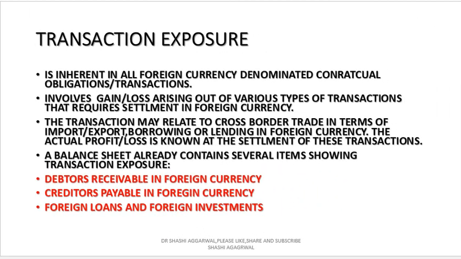Transaction exposure is a part of all foreign currency denominated contractual obligations or transactions. We may have gain, we may have loss out of the various types of transactions that require settlement in foreign currency. The transaction may relate to cross-border trade in terms of import, export, borrowing or lending in foreign currency. The actual profit and loss is known at the time of settlement of these transactions. A balance sheet already contains several items that show transaction exposure, like debtors when we make credit sales, and those debtors are receivable in foreign currency.